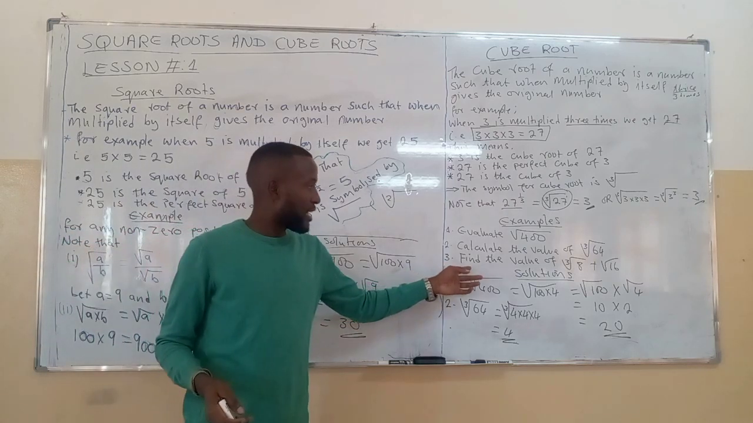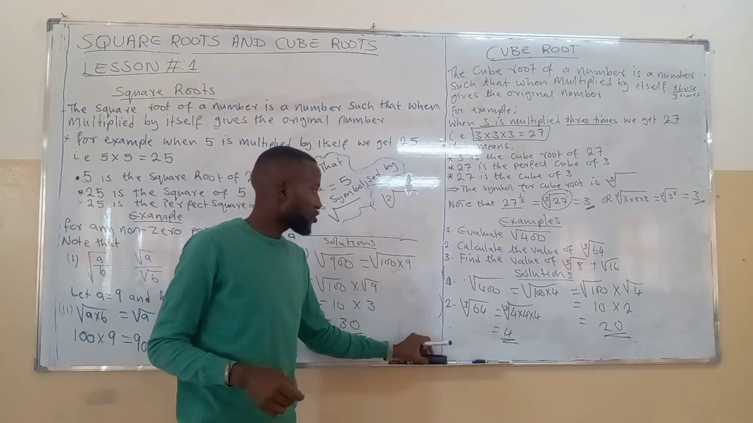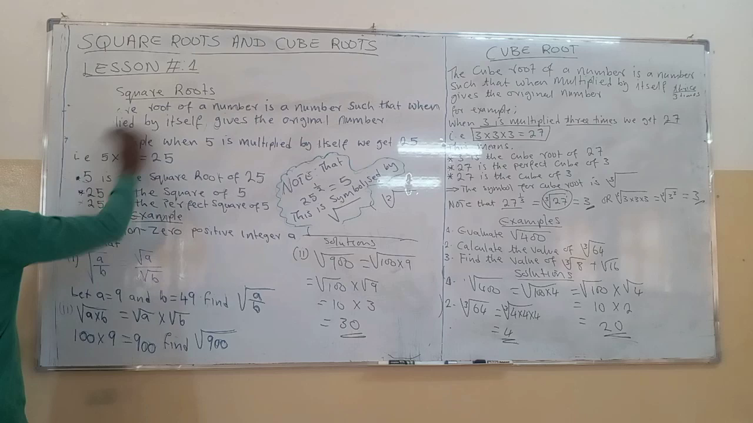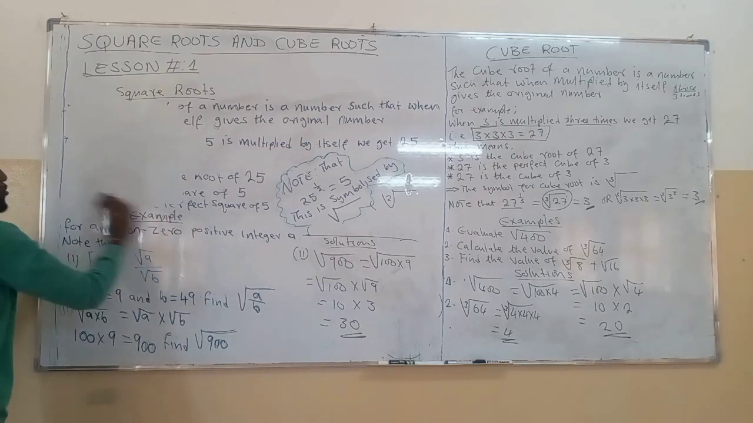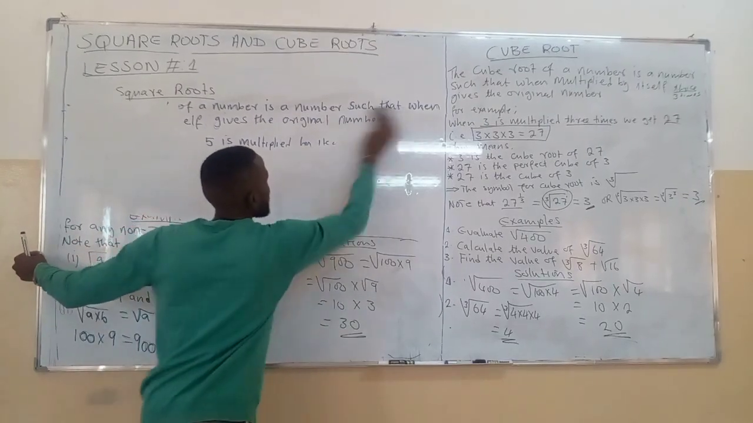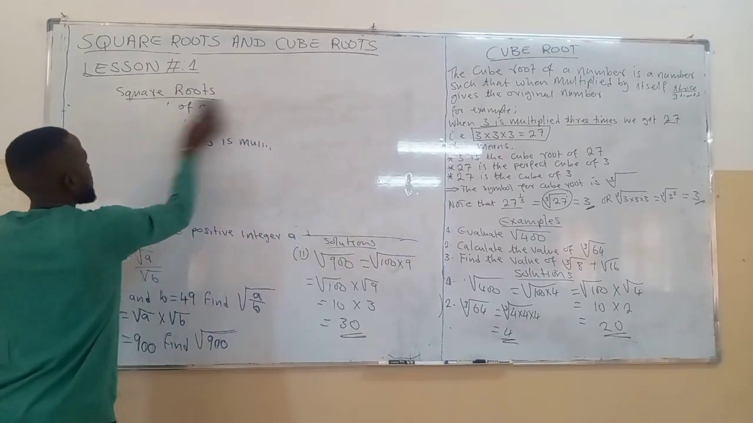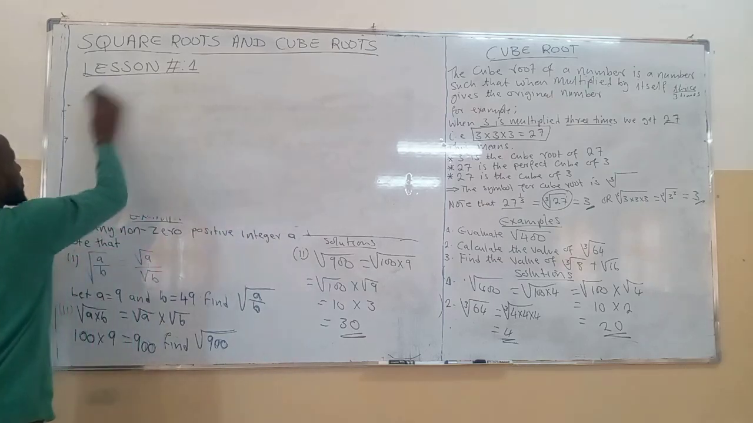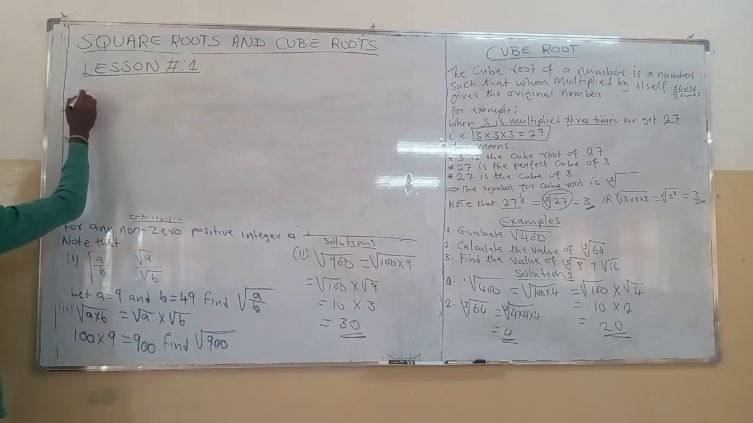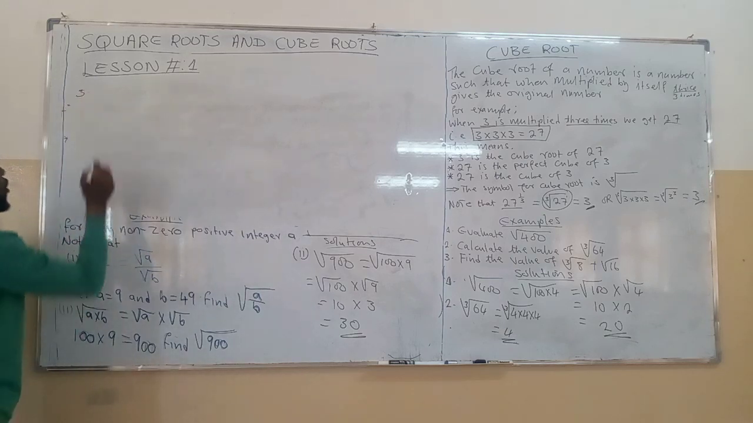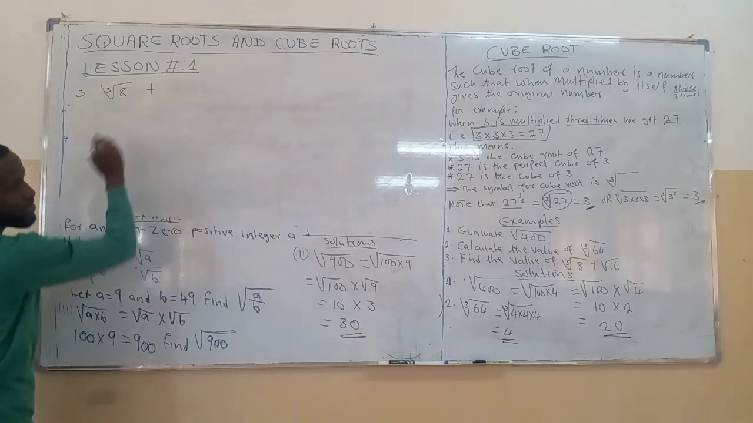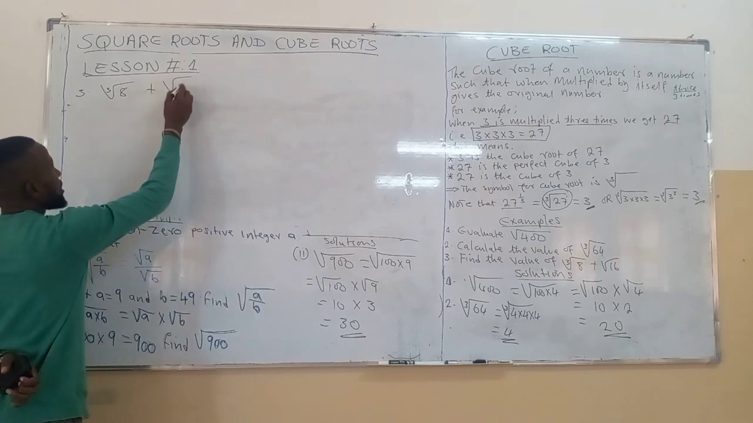So we move on to question number 3. So allow me to erase the first part here. So we do question number 3. Okay, question number 3 simply says we should find the value. We are finding the value of cube root of 8 plus square root of 16.